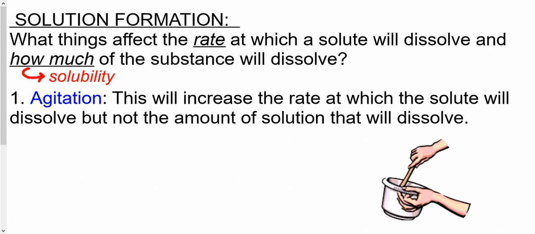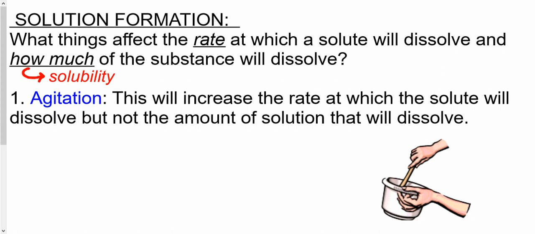Now, when I make solutions, there are 4 factors I want to consider. These 4 factors either affect how fast a substance dissolves in water, in other words, its rate, or how much of the substance dissolves in water. The how much is called the substance's solubility. Add that word into your notes. Or, in some cases, both. So as we consider each of these 4 points separately, I want you to consider how fast, how much, or both. The first one is agitation.